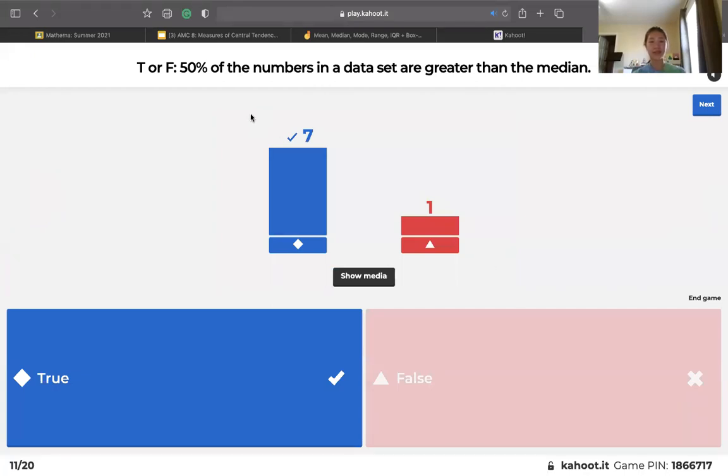Well, this one kind of depends on how you interpreted it, but the median is just in the middle of the data set. So that's all you basically have to know from this question.